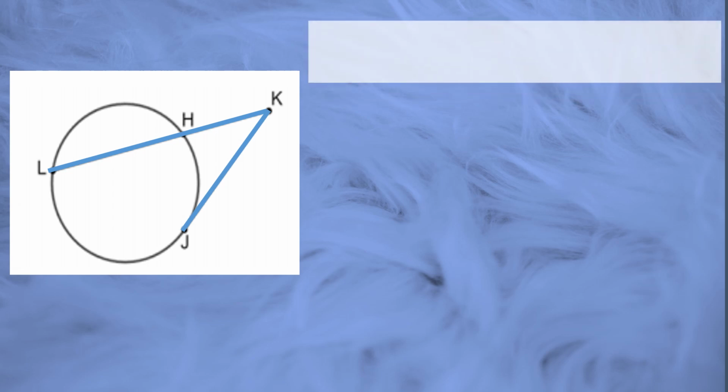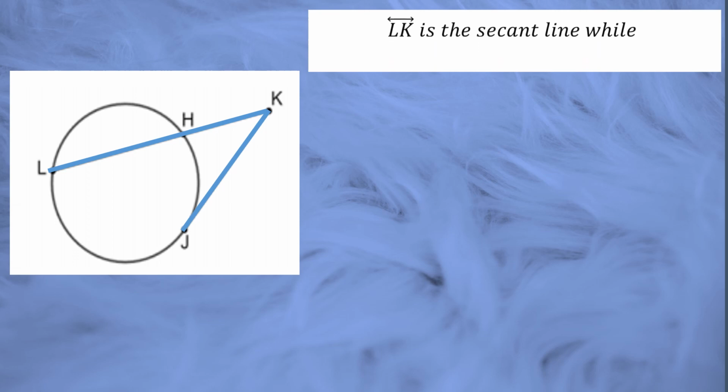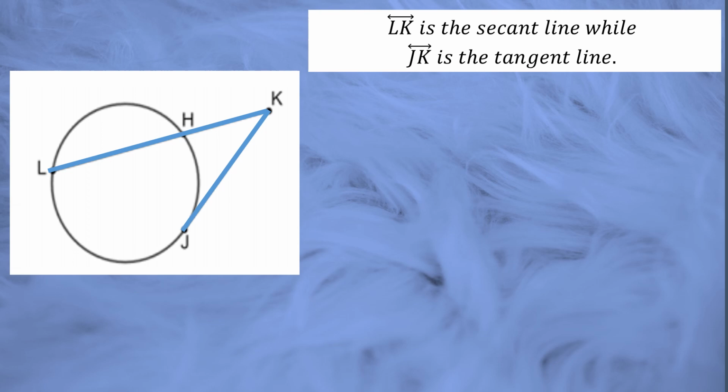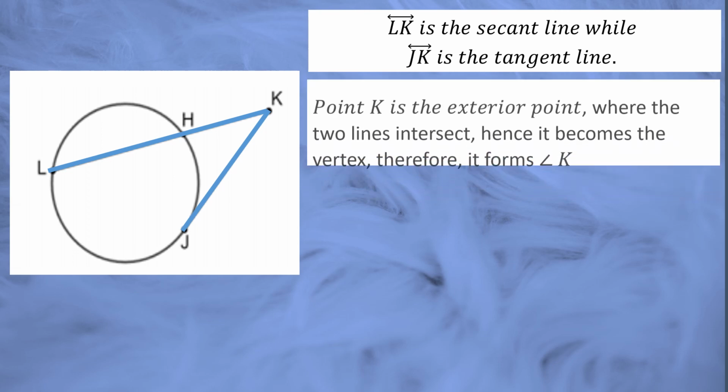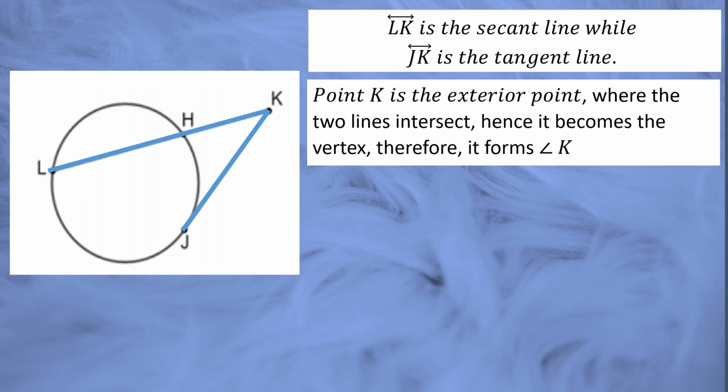So, ganito yung sinasabi dito sa Theorem 8. So, paano natin makukuha yung measure ng angle K? So, yung angle na nasa labas. Line LK is the secant line, while line JK is the tangent line. And basically, point K is the exterior point. So, nasa labas siya, but where the two lines intersect. Hence, point K becomes the vertex of angle K.